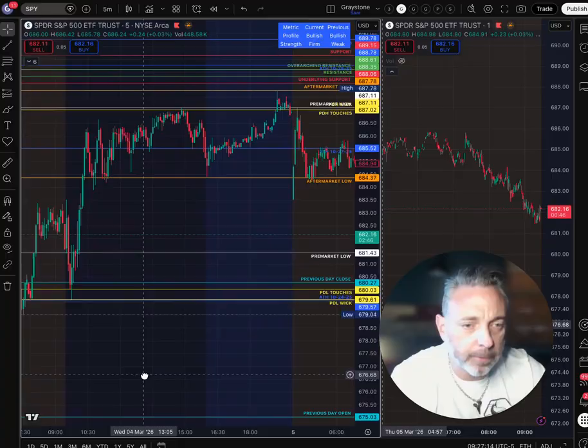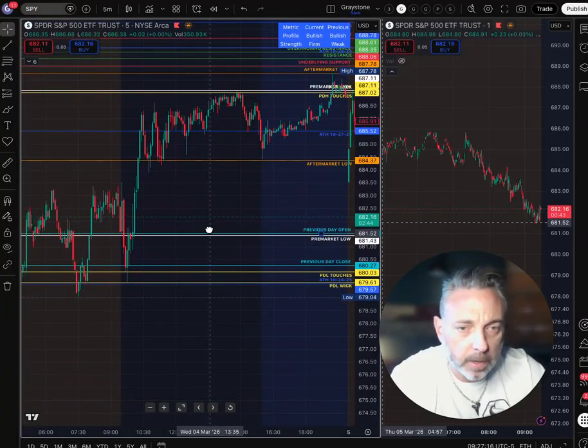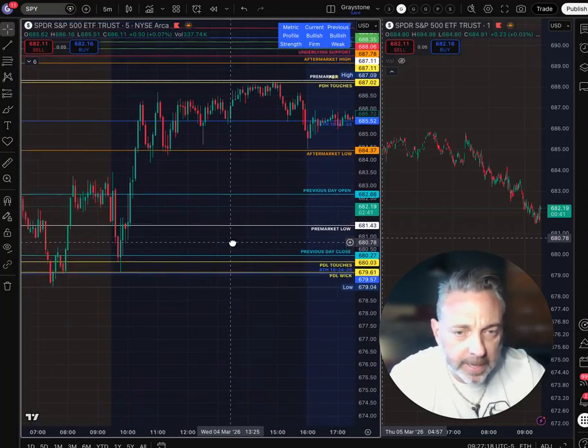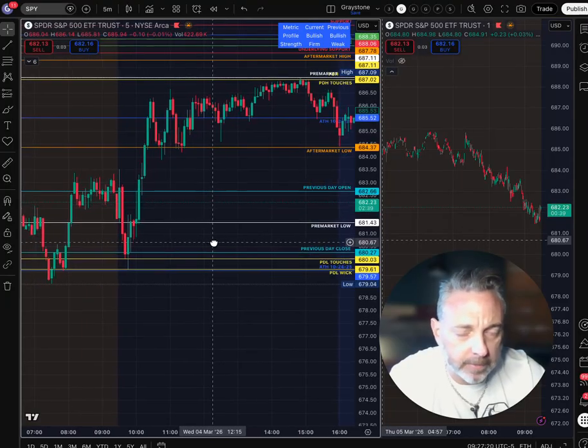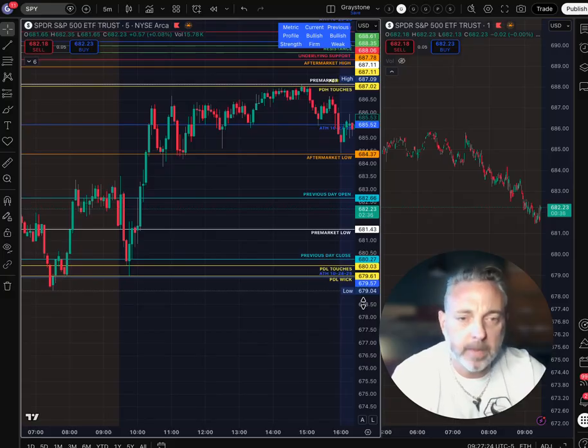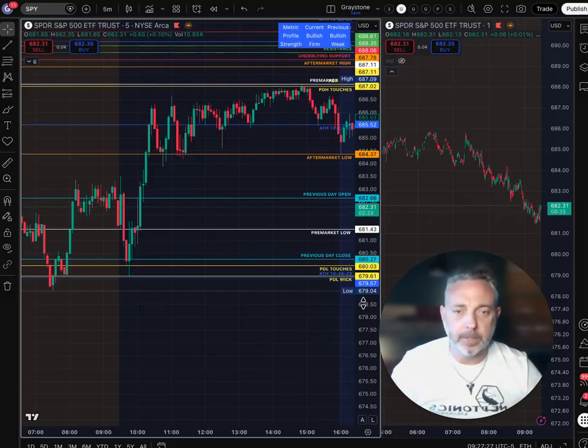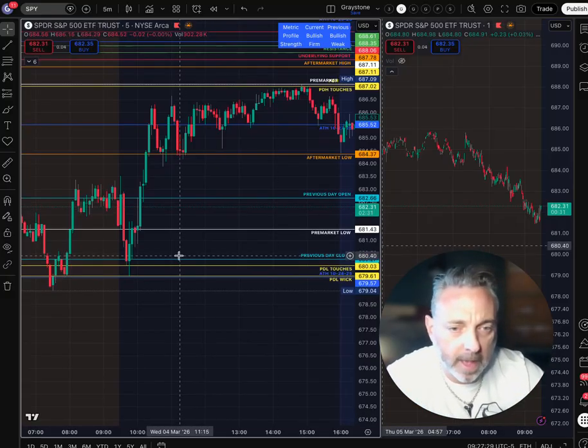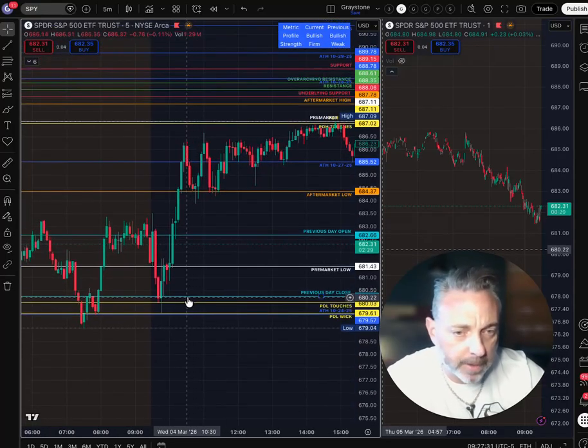Then I mark the previous day open. And this just helps gauge where the market opened and closed, if it was bullish or bearish yesterday. And it's one less thing for me to have to process in real time. So the less that I have to keep in my memory, the better.